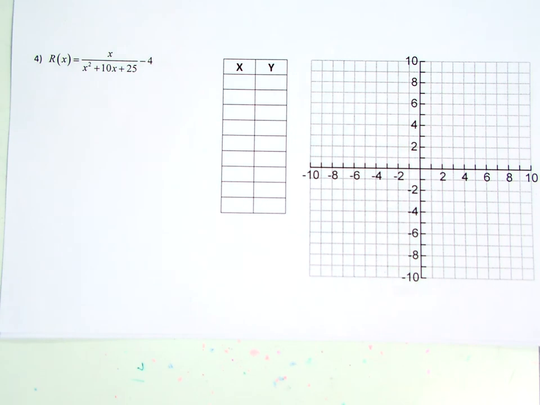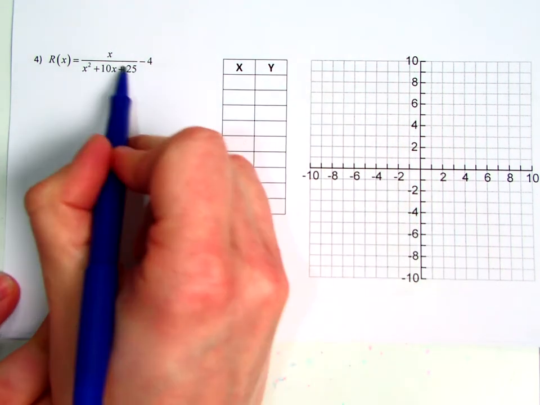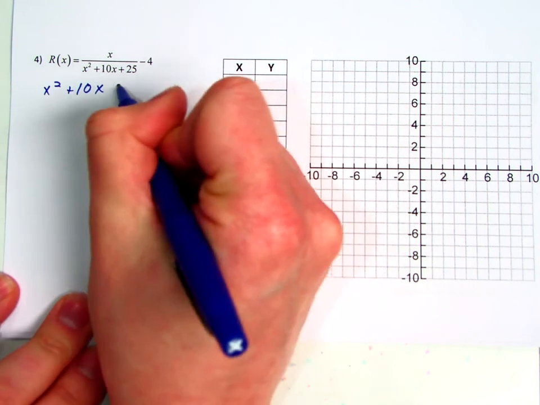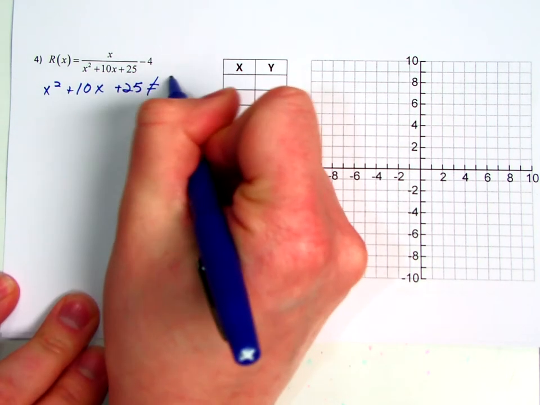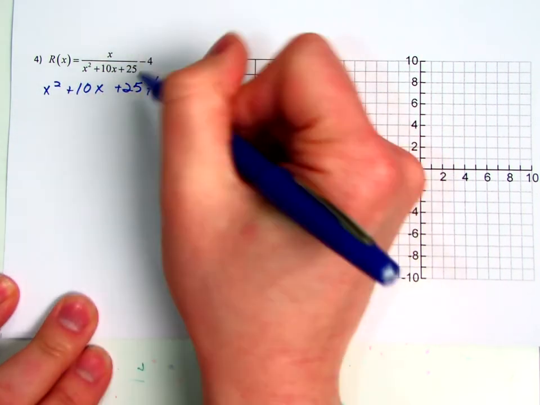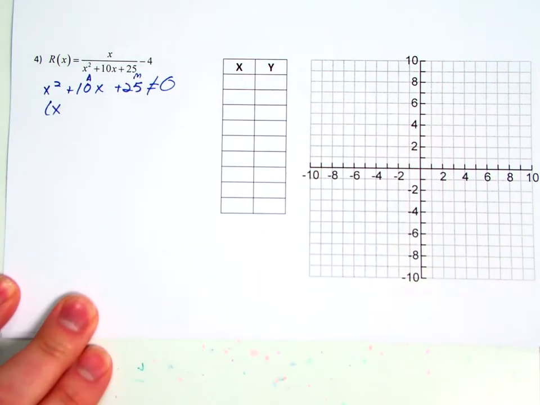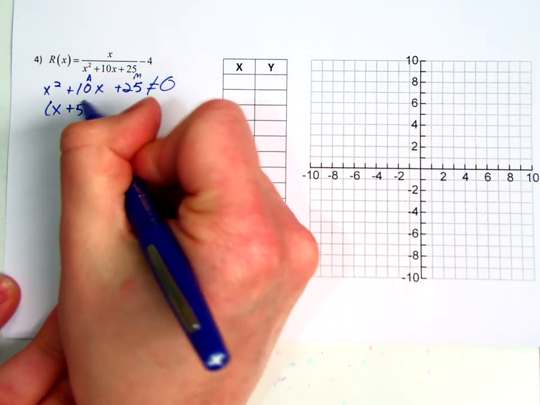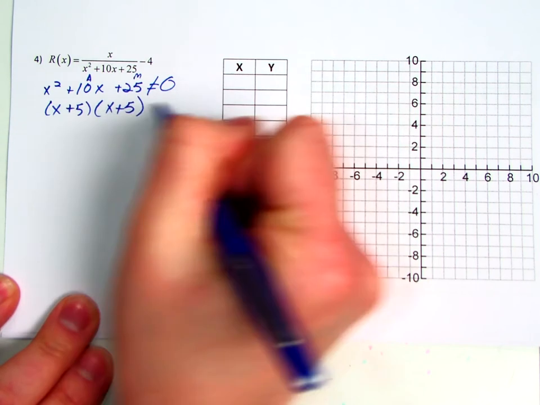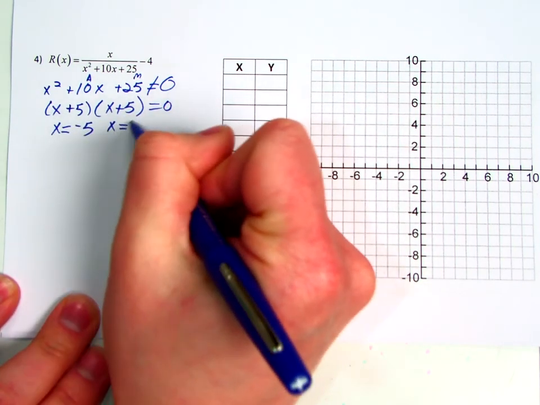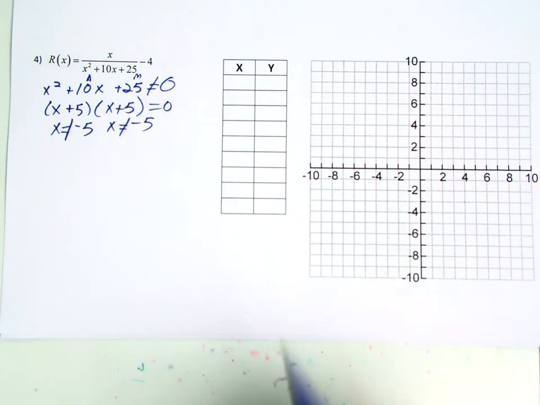Again, we start out with thinking about domain, which means the denominator cannot equal 0. So x squared plus 10x plus 25 is not supposed to equal 0. This one we'd have to factor. What multiplies to 25 and adds to 10 is 5 and 5. So we would have x plus 5 equals 0, which means x equals negative 5, and that's what it cannot equal.